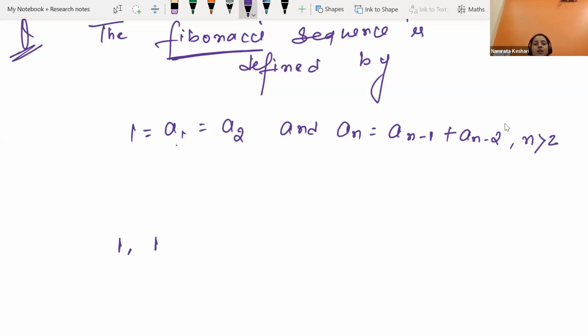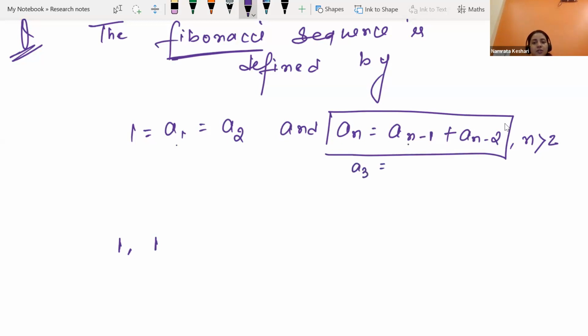Okay, 1, 1. Now the next term we will get by using this formula. Even if you use the formula, we will be able to find it, or directly I can also write the sequence. Let me take it out from the formula. Suppose you want to find the third term, that means 3 minus 1, you have to use the second term plus, for 3 minus 2, the first term. Our second term is 1, our first term is 1, so the next term will be 2. Next term will be 3, next term will be 5.